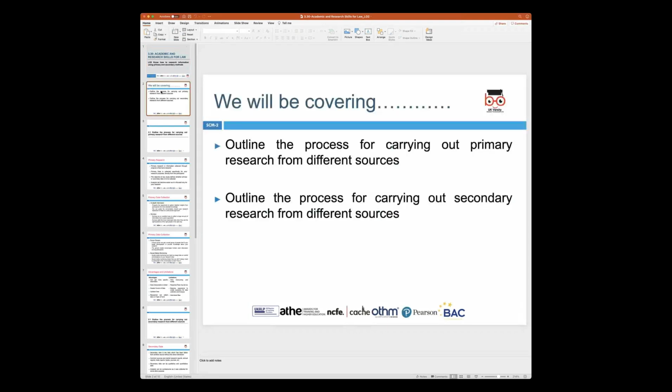So in this learning outcome, we are looking at 3 assessment criteria. First would be to understand the process of carrying out primary research from different sources. The second would be to outline the process through which we carry out secondary research from different sources. And there's a distinction criteria, which focuses on putting forward examples of what constitutes good practice in primary and in secondary research.